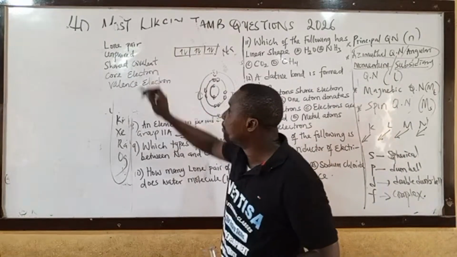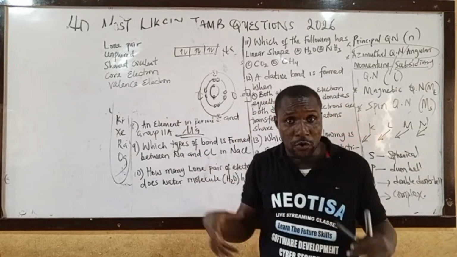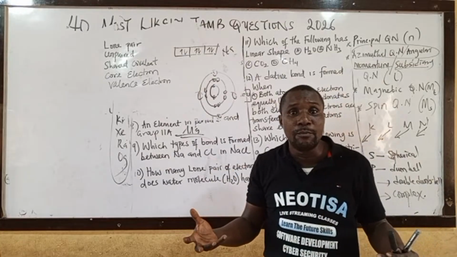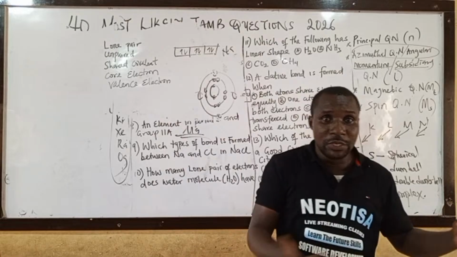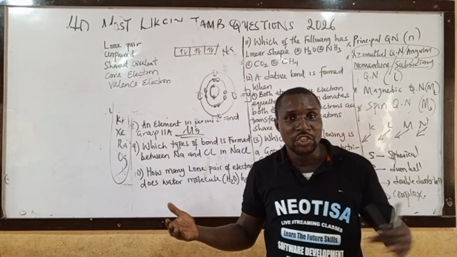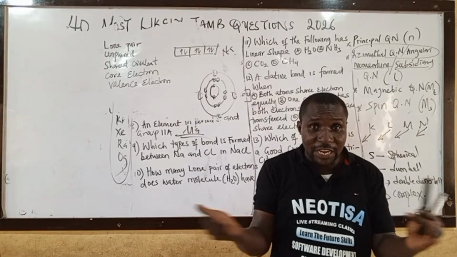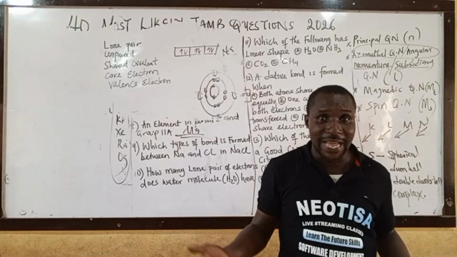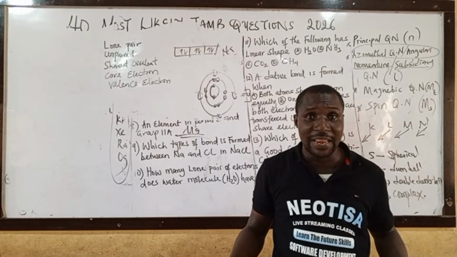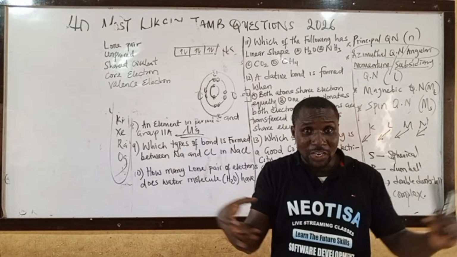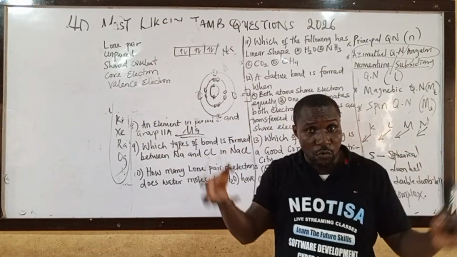Then we have shared covalent electrons, those that are involved in covalent bonding. What is covalent bond? That is sharing of electrons between non-metals. Covalent bond occurs when non-metals combine with non-metals. Those electrons that are shared are called shared pair electrons or shared covalent electrons.